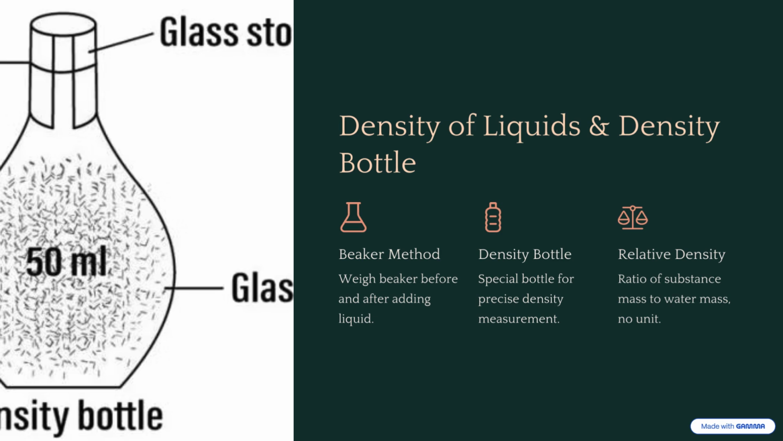The mass of just the liquid is M2 minus M1. And you already know the volume you measured out. So density is mass, M2 minus M1, divided by volume. Simple. Mass over volume again.